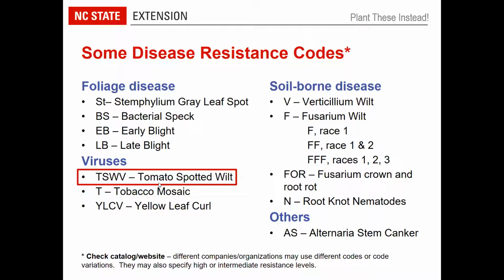And it pretty much is always fatal to tomatoes. So we're going to focus on varieties that are resistant to tomato spotted wilt virus. And we're going to mention these soil-borne diseases and what to look for. We just want to specify with those, really be familiar with these codes.